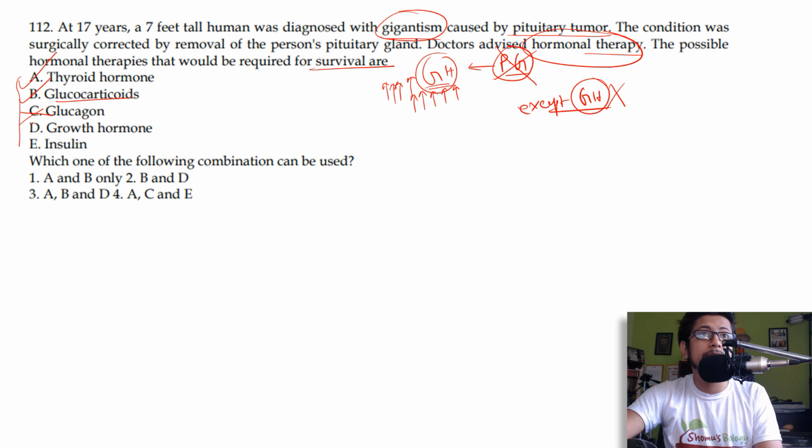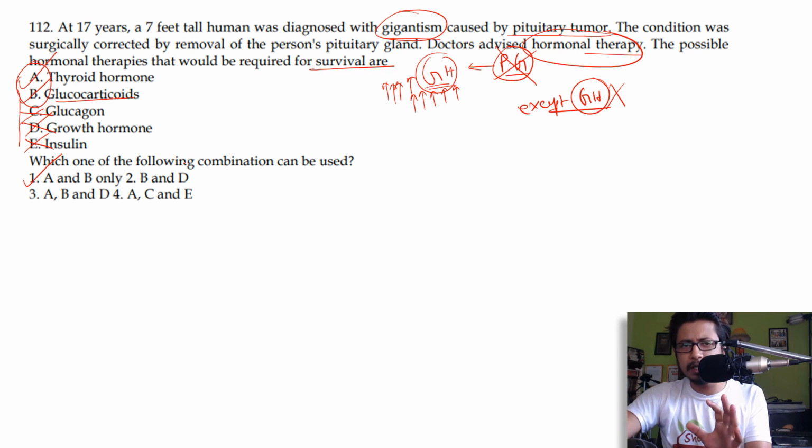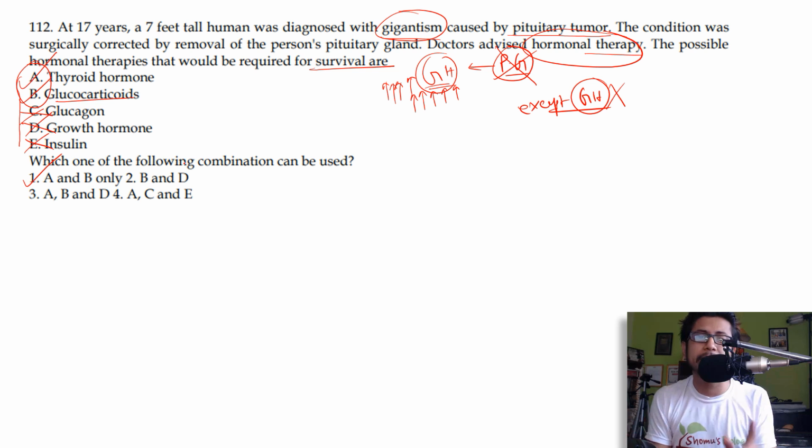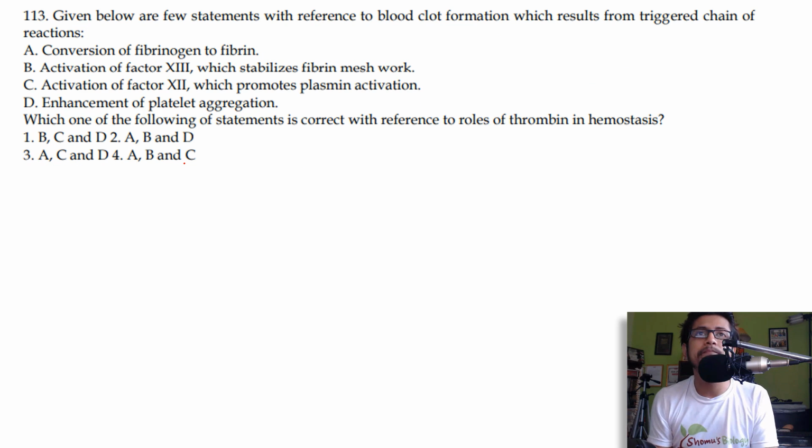Growth hormone, although it's produced by the pituitary, we should not supply that. Insulin is not provided by the pituitary, so we will not provide that. So we will only provide thyroid hormone and glucocorticoids, that is A and B only, that is option 1, which should be the correct option for this question. Got it? This is a very logical question from the function of the pituitary gland. If you think yourself, you know the function of the pituitary gland, this is the type of question you can expect from the function of a gland and a hormone, okay?